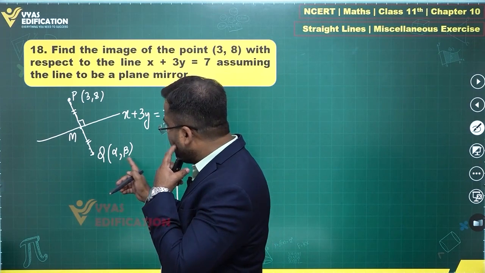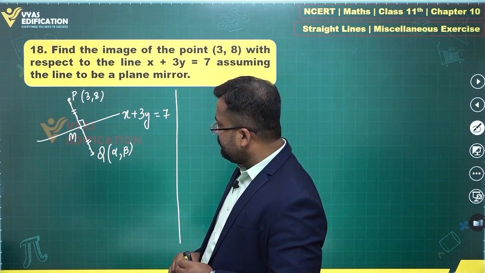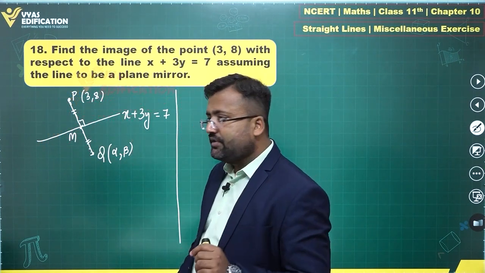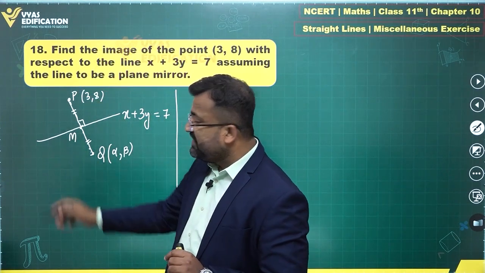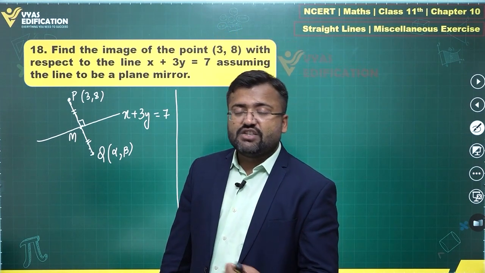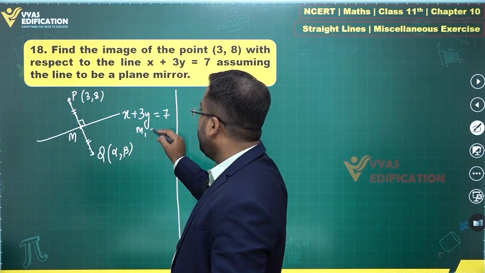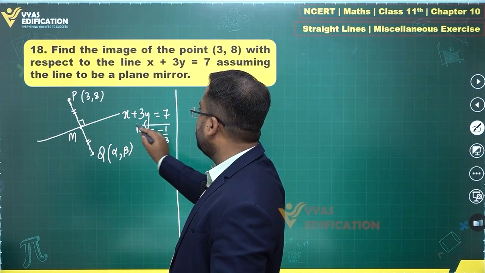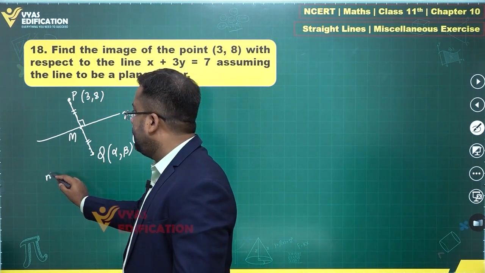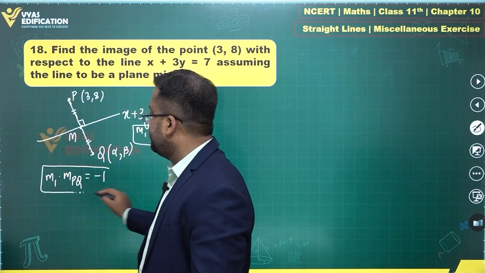For alpha and beta you have two unknowns, so you'll need two conditions, and I have those two conditions here. The midpoint of PQ is M, which lies on this line. That's one condition. And the slope of PQ and the slope of this line are perpendicular lines, so the product of the slopes will be -1. That's the other condition. So let's use this. This is m1, and the slope m1 will be -1/3. You can check that slope. And m of PQ. So m1 times m of PQ will be equal to -1. This is one of the conditions.